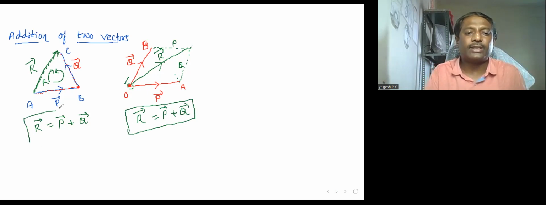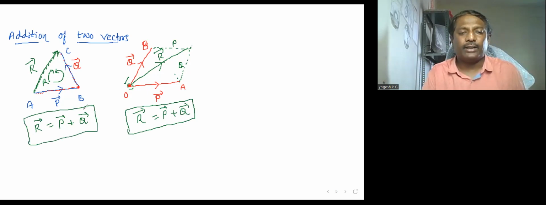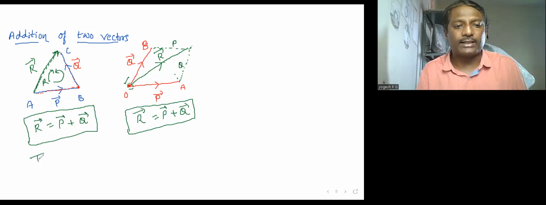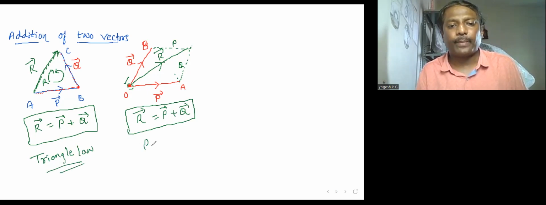So the result will be the same. But the first one is called the triangle law of vector addition. The second one is called the parallelogram law of vector addition.